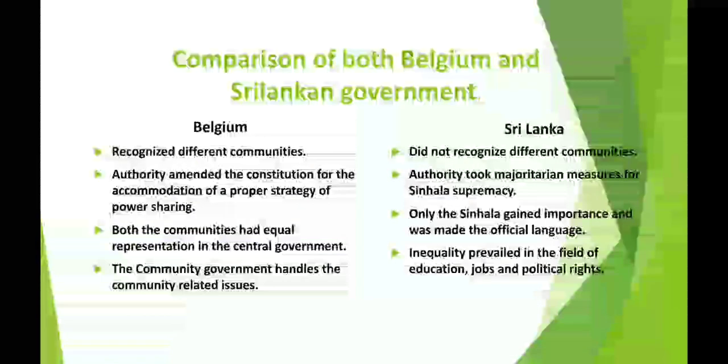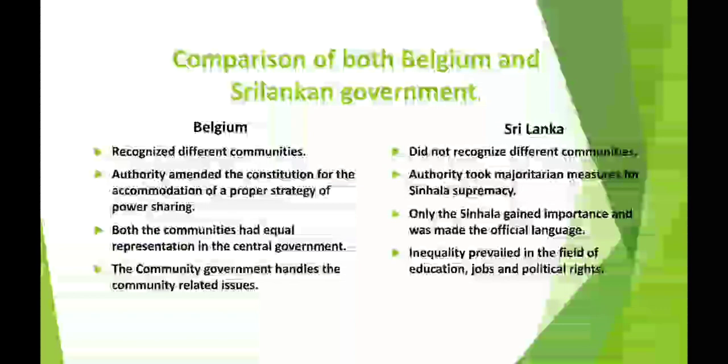So, if we compare both the cases of Belgium and Sri Lankan government, then we will understand that they had similar problems but different solutions and obviously different consequences. In Belgium, the authority respected all the communities throughout the nation. In order to maintain peace, they even tried to solve the ethnic dispute by amending its constitution and making it more flexible to accommodate a well-managed system of power sharing.